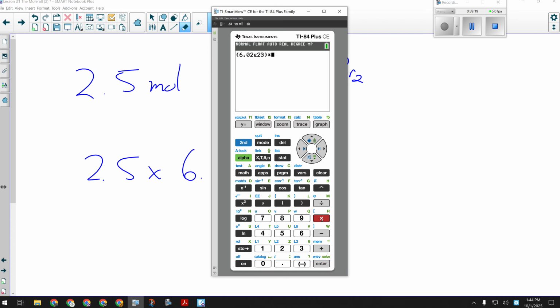And then I just multiply by 2.5. Close the brackets. All right. There would be 1.505 times 10 to the 24 molecules of calcium bromide in 2.5 moles. I could have put any compound next to that question. The answer would have been the same. Agreed? Because it doesn't matter what I have. A mole is a mole. 6.02 times 10 to the 23. In the same way that it doesn't matter whether it's eggs, donuts, or flowers, a dozen is always 12.